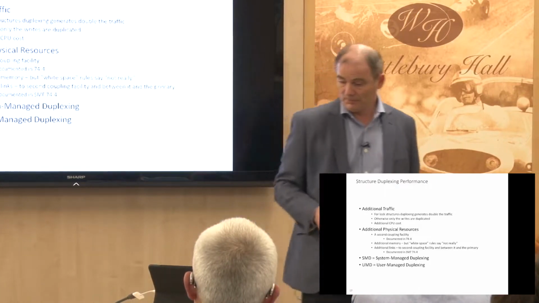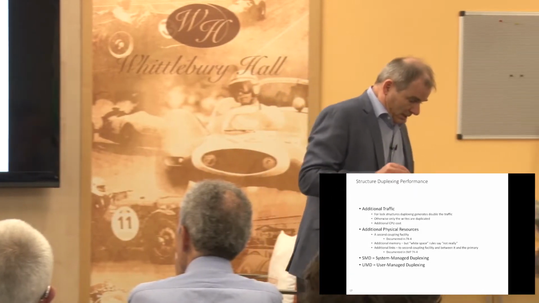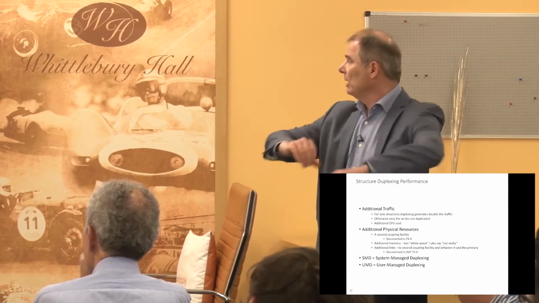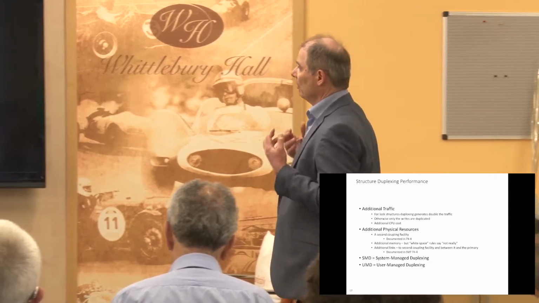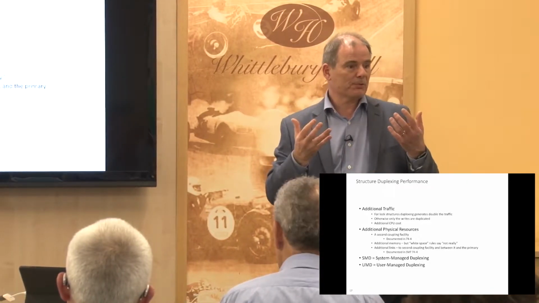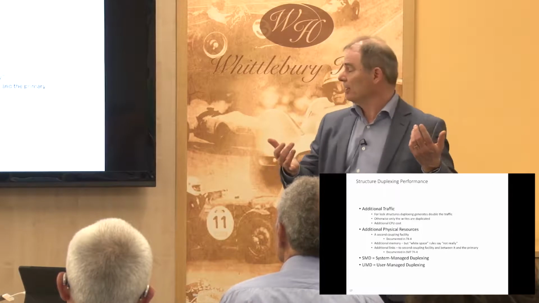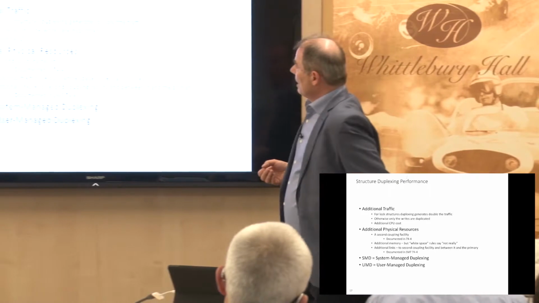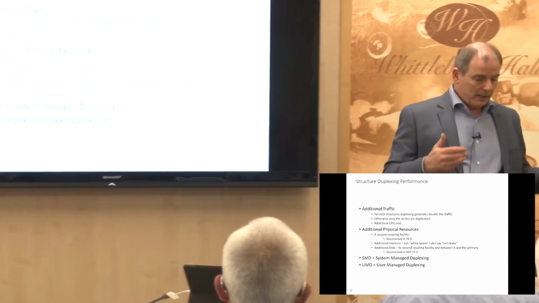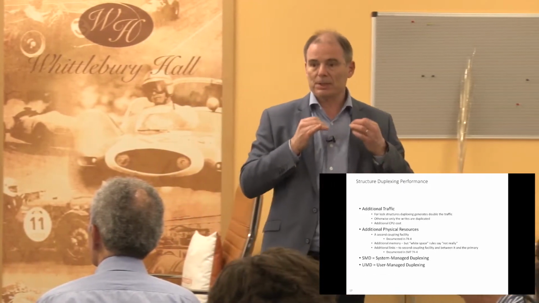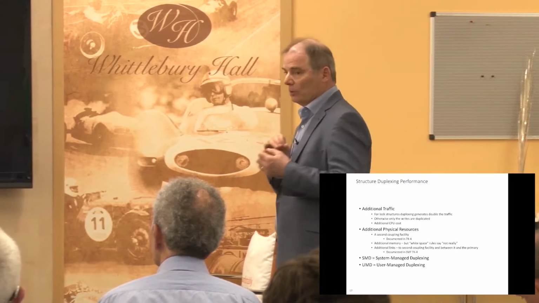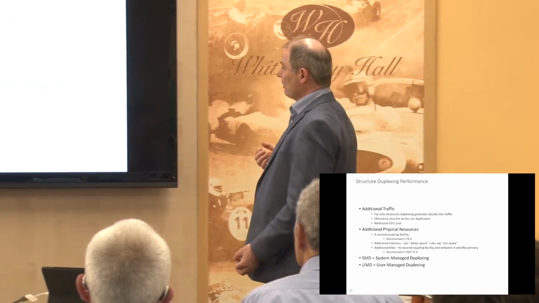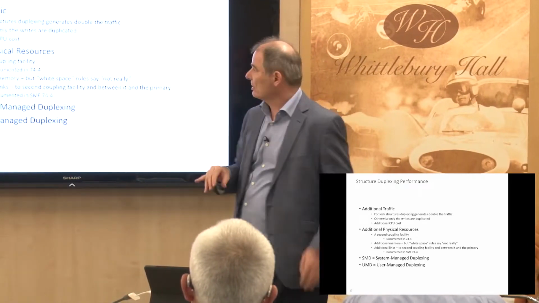So let's talk about structure duplexing for a moment or two. So what does it do? Basically, what we're talking about here is having two copies of the structure, one in each coupling facility. By the way, you may well have more than two. So when I say one in each, I'm simplifying a little bit. And depending on whether we're talking about system-managed duplexing or user-managed duplexing, some, well, all or some, as I've got it that way around, of the requests happen in both places.